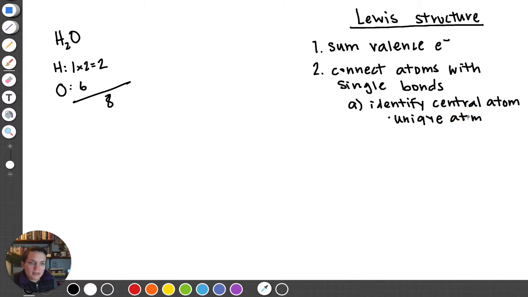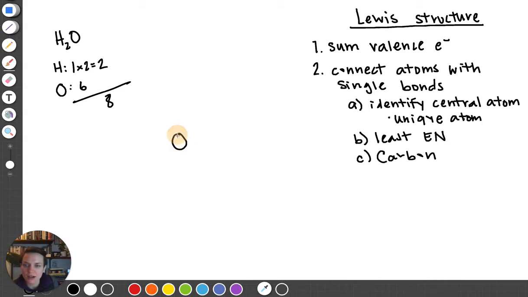In this case, oxygen would be my unique atom. Other times, it's going to be your least electronegative atom, following that trend that we talked about in the last lecture. And then finally, there's the consideration of it just being carbon. Carbon likes to form a lot of bonds, so if you have carbon, chances are it's going to be your central atom. In this case, we have water.